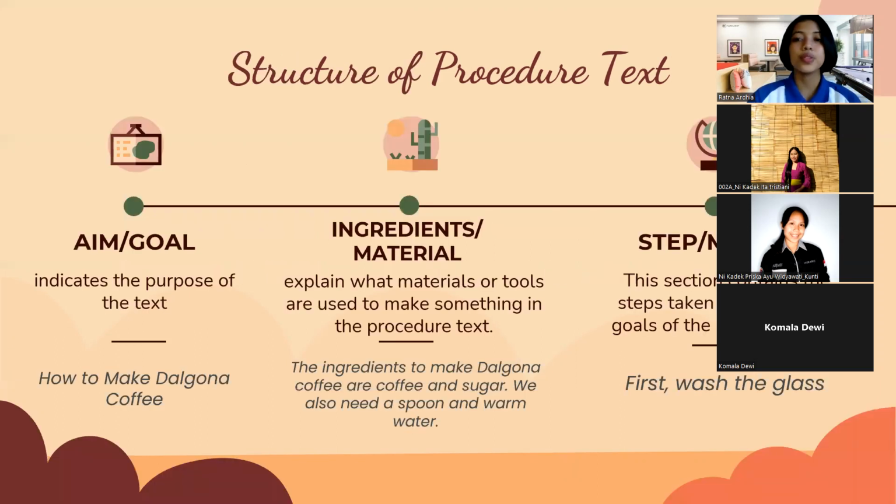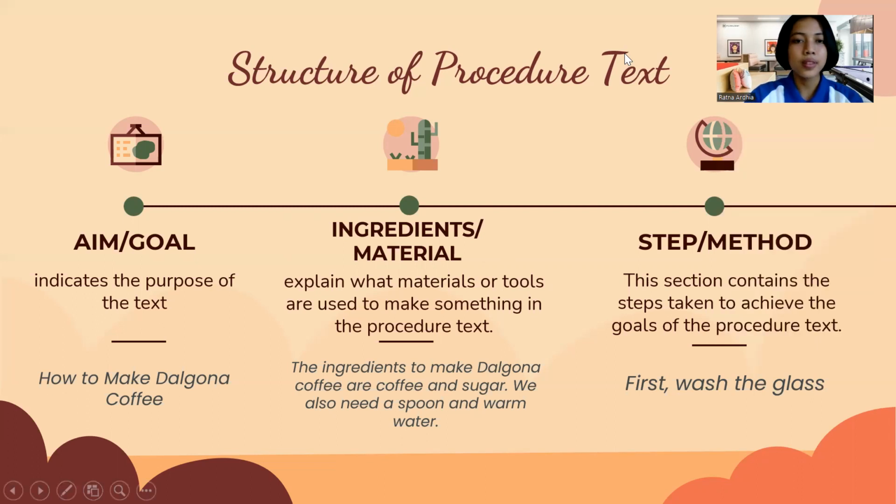And now we move to the structure of procedure text. The first one is the aim or the goal. The aim or the goal indicates the purpose of the text. For example, how to make dalgona coffee. And for ingredients or material, explain what material or tools are used to make something in the procedure text. For example, the ingredients to make dalgona coffee are coffee and sugar. We also need a spoon and warm water.